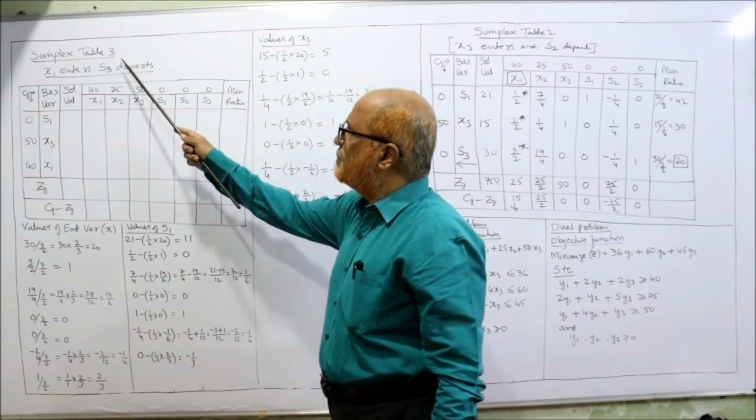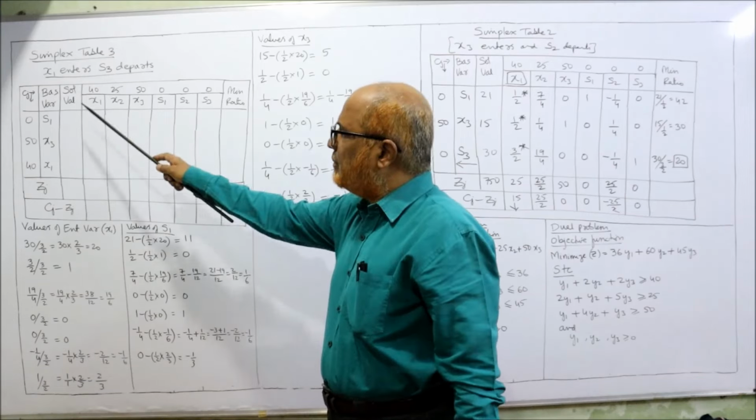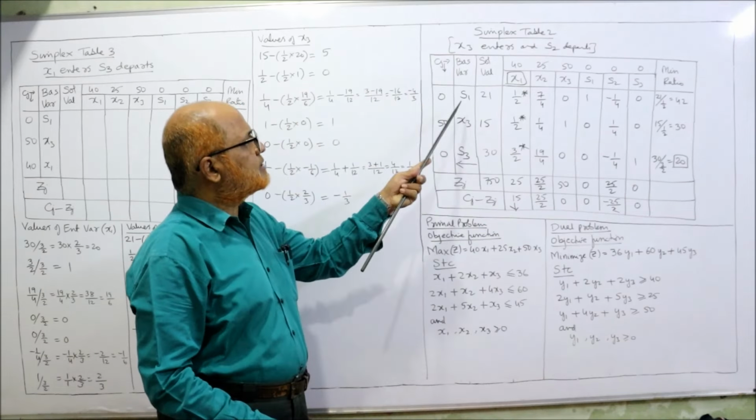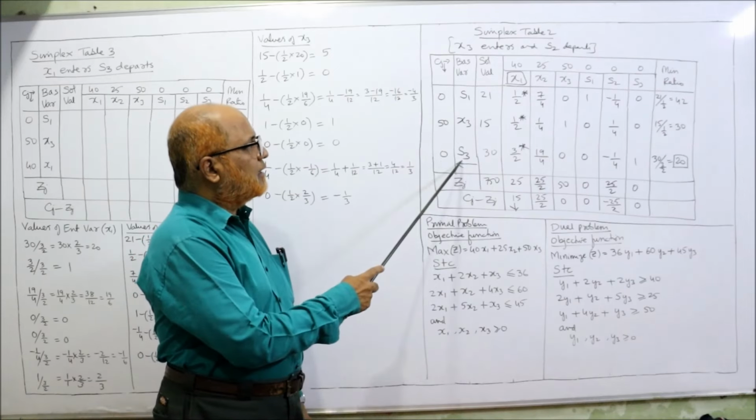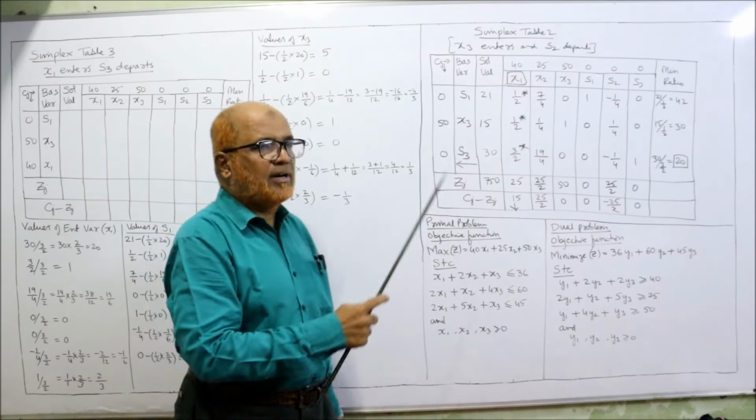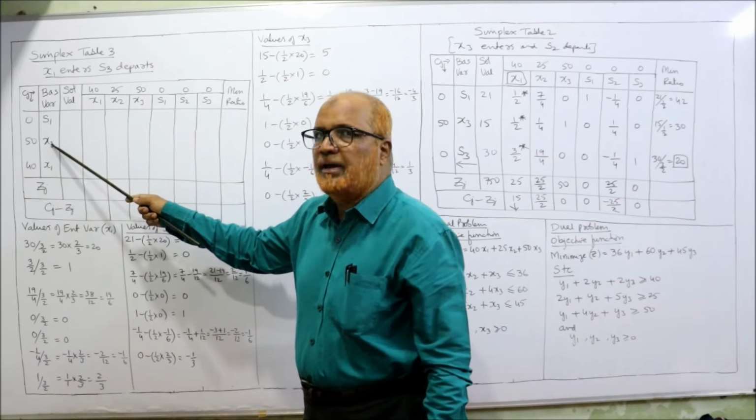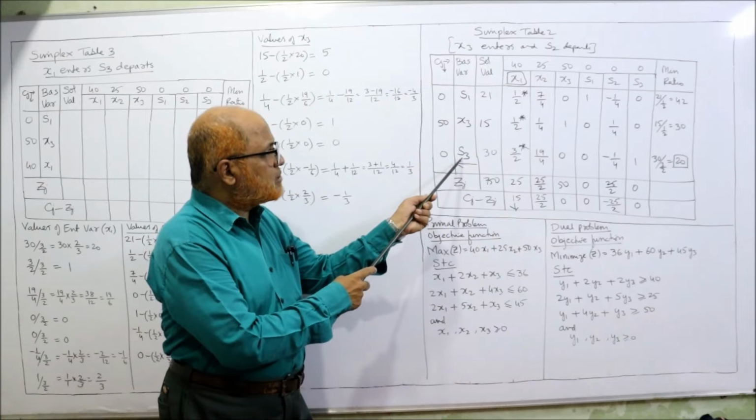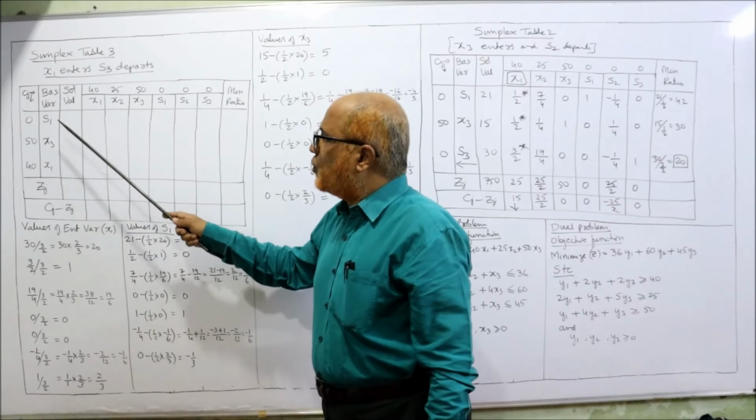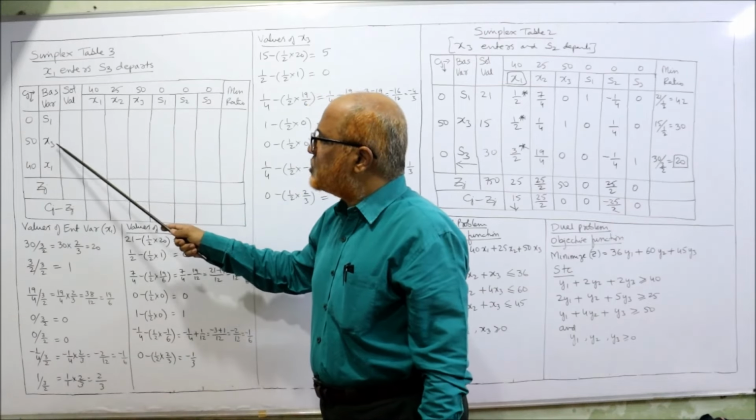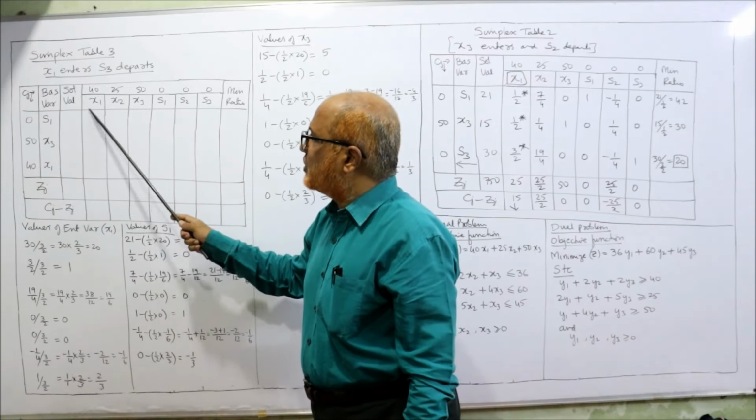So here you can see simplex table 3, X1 enters and S3 departs. Same table, but the variables here were S1, X3 and S3. Now S3 is departing. So first, S1 and X3 will remain the same. Thirdly, in place of S3, what am I going to take? X1. The coefficient of S1 is 0, the coefficient of X3 is 50, and X1 is 40.